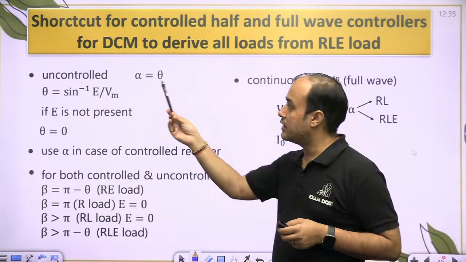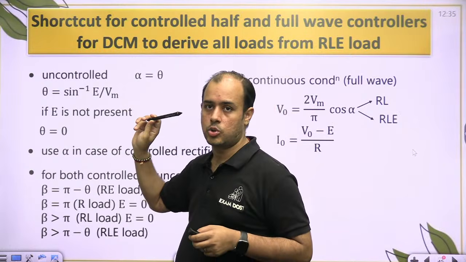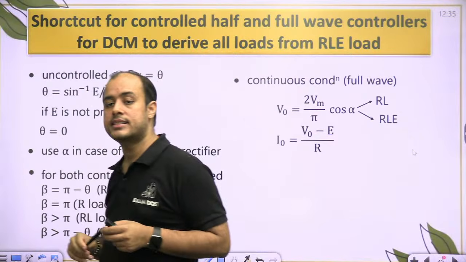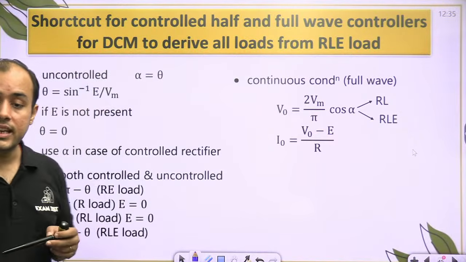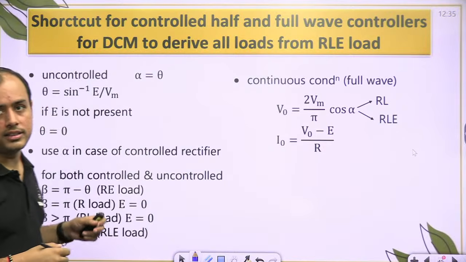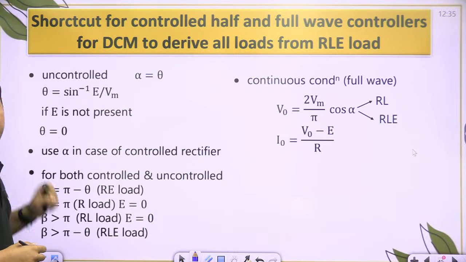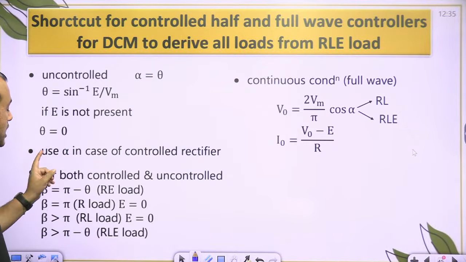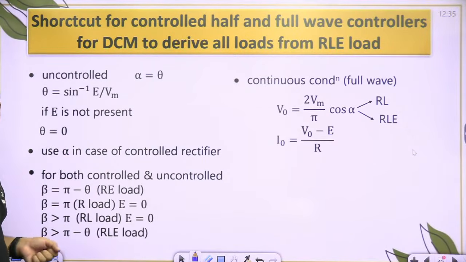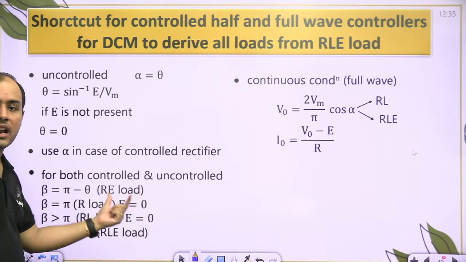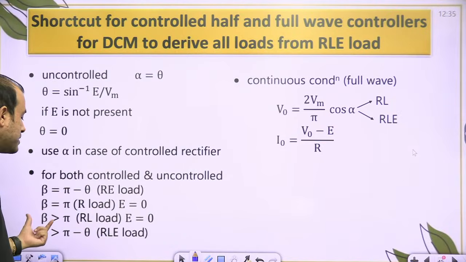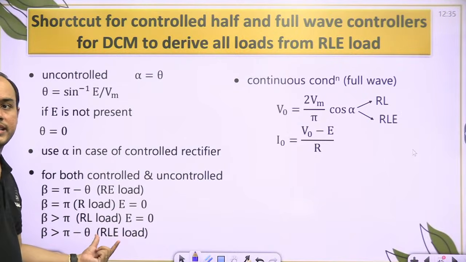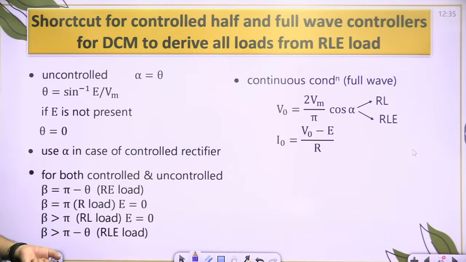So if the converter is uncontrolled, use alpha equal to theta, which means sine inverse E by Vm. But if there is no EMF in the load, E will be 0, theta will be 0. And for controlled rectifier, use alpha. Now beta is pi minus theta for RE load. Beta is pi for R load, EMF is 0. Beta is more than pi for RL load, E is 0. Beta is more than pi minus theta for RLE load.